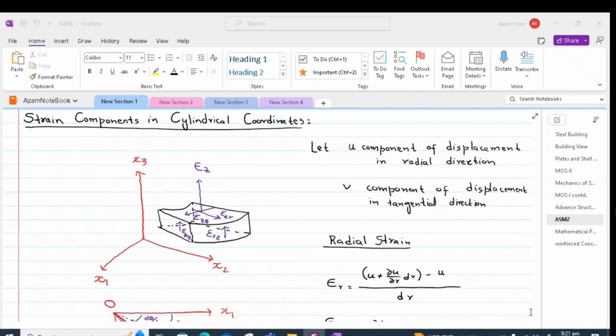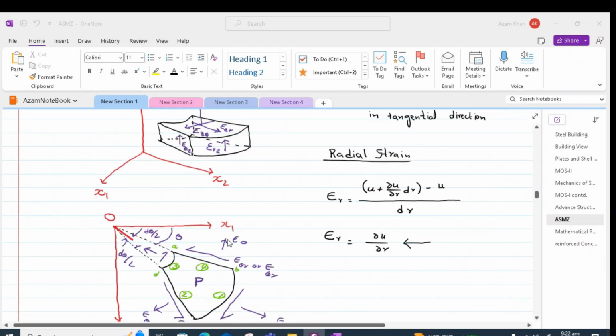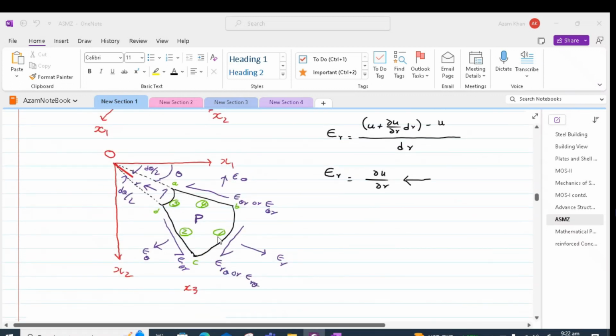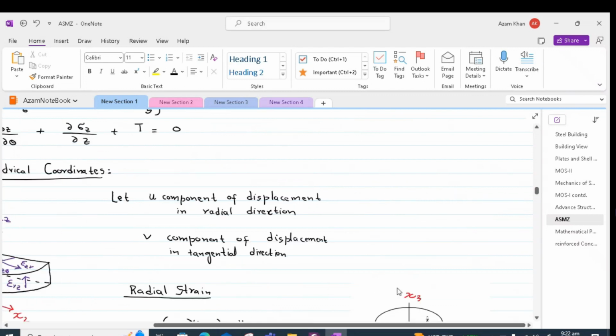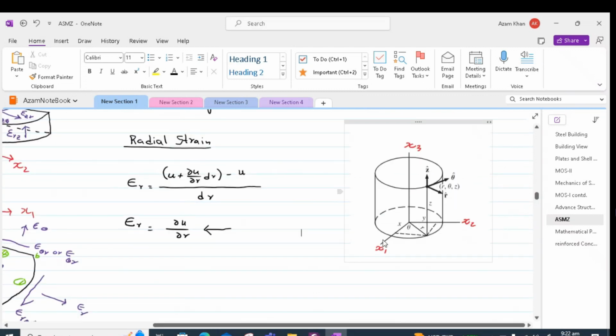Let us now discuss the strain components in cylindrical coordinates. So we try to examine the strain within this element 1, 2, 3, 4, which is cut out from our cylindrical body, which is shown over here. By cylindrical coordinates, we mean that we are going to consider this body within the r, theta, and z coordinate system.